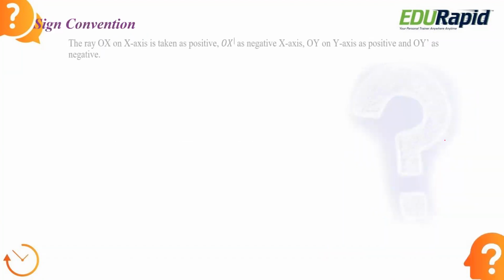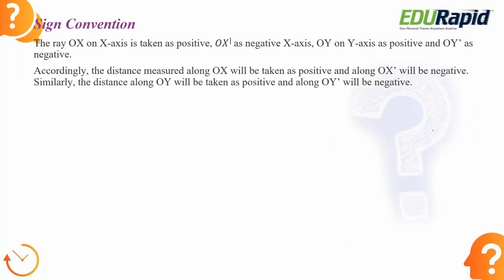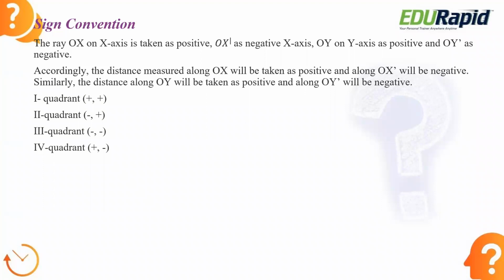Next, the sign which we already have discussed. So the ray OX on the x-axis is taken as positive, OX dash as negative. It's already told. And then according to that, you take the signs of the quadrant. So first quadrant is all positive. Second quadrant, X is negative and Y is positive. In the third quadrant, both are negative. And in the fourth quadrant, X is positive and Y is negative. This is the sign convention of the quadrants of the coordinate, or you can say two-dimensional plane.